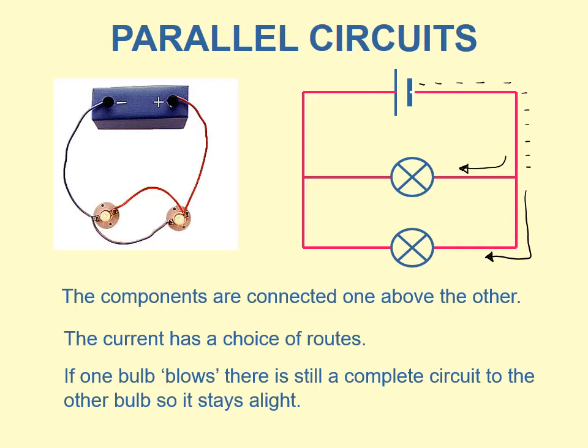Now this means that if one bulb blows and we've got a break in the circuit, there is still a complete circuit to the other bulb, so the other bulb will stay on. So for example, if this bulb blows, creating a break in the circuit, the current can't flow this way, but it still can flow this route here. We still have a complete circuit for the current to flow.